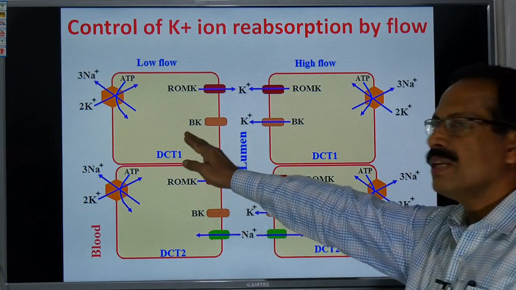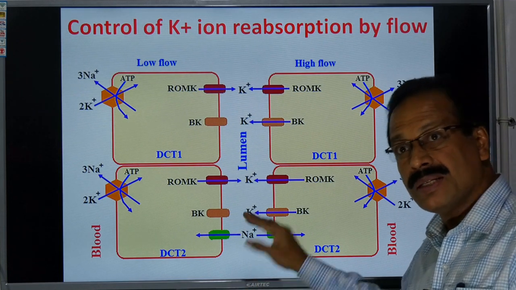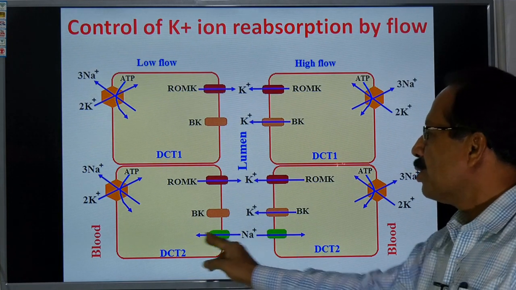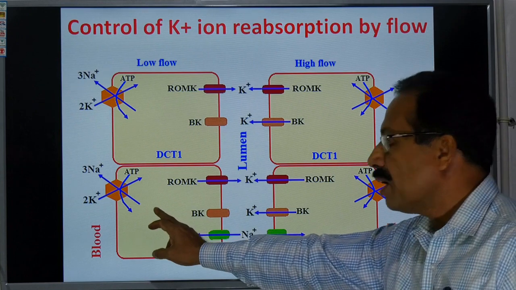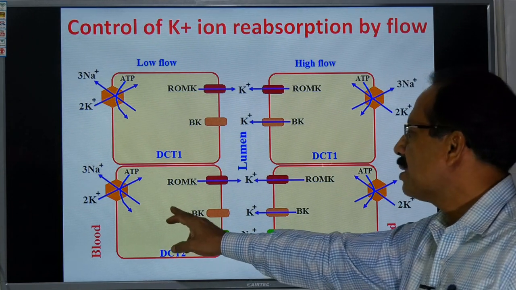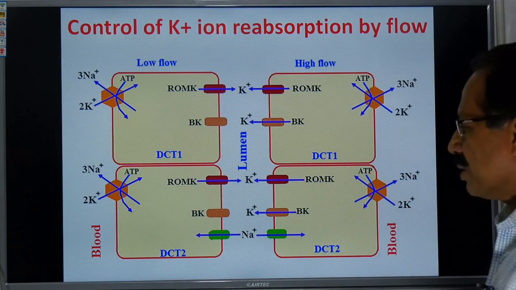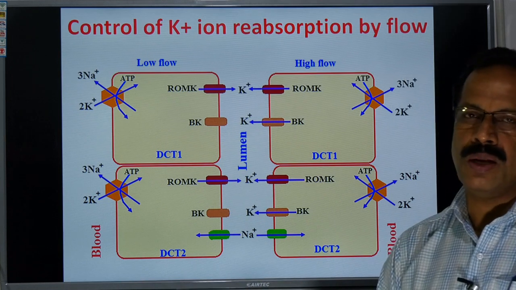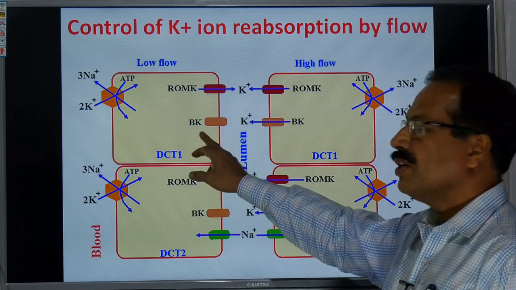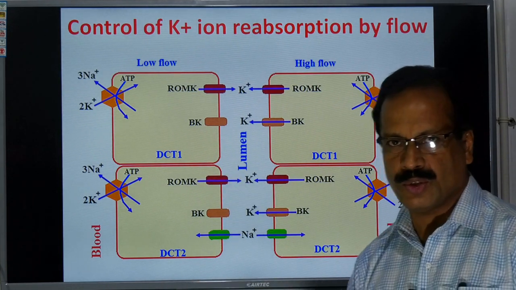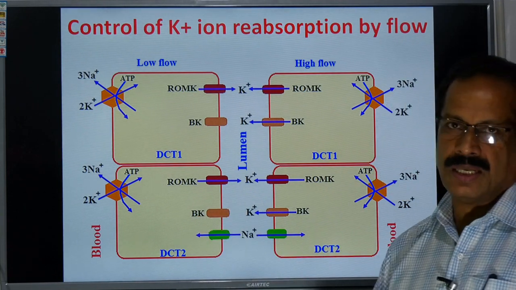So this is voltage dependent. The tubular fluid here is negative, especially in the later part of the distal convoluted tubule, due to the sodium reabsorption. This causes an electronegativity, and a large amount of potassium is present in the cell. This causes a voltage dependent leakage out of the cell. In addition to this, the flow rate through the tubule also controls the potassium secretion. And you can see that in the distal convoluted tubule, there is a potassium channel called the big or maxi channel, also called the BK channel.